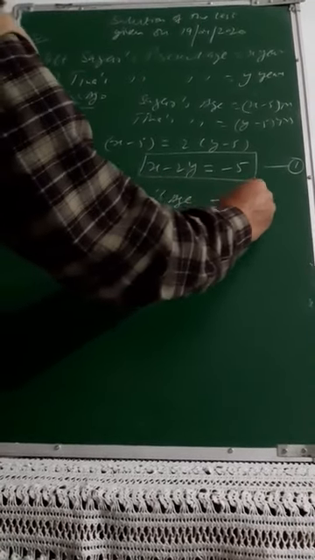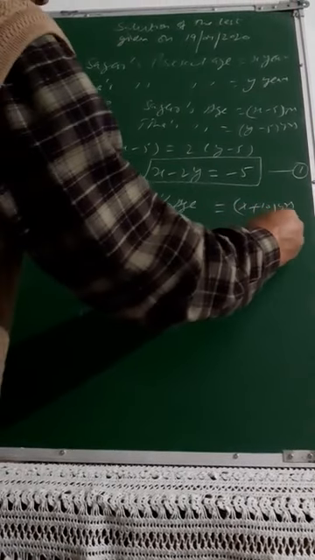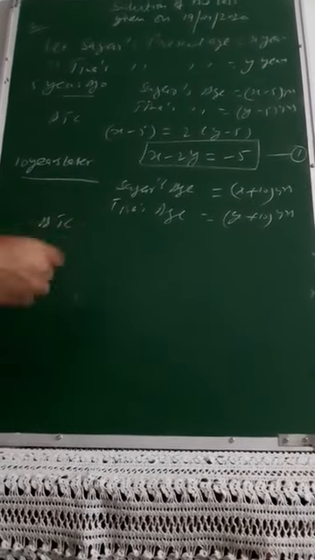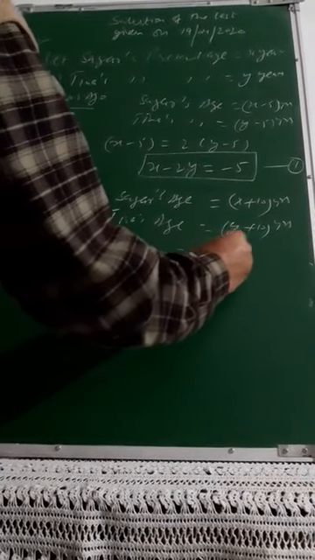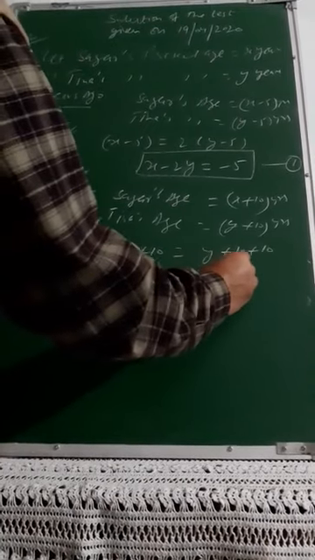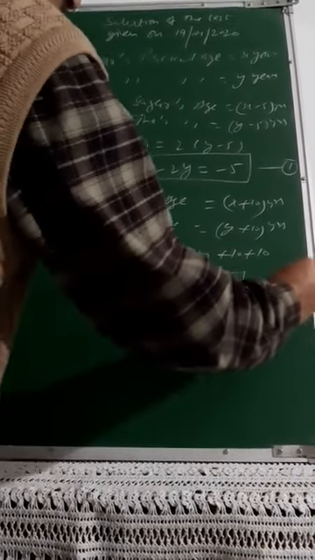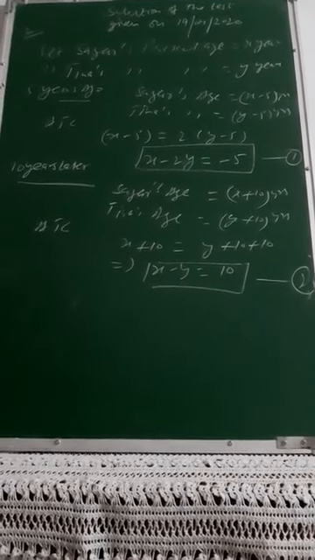So 10 years later, what will be Sagar's age? Sagar's age will be x plus 10 years, and Tina's age will be y plus 10 years. And what is the condition? Sagar's age, that is x plus 10, is equal to 10 years more than Tina's age, y plus 10 plus 10. So this implies x minus y is equal to 10. That is your equation number 2. So these are x plus y and x minus y.